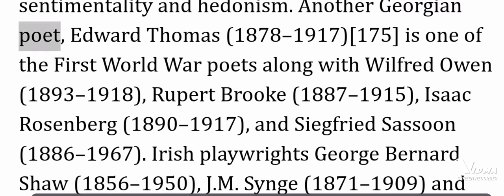Another Georgian poet, Edward Thomas, 1878 to 1917, is one of the first World War poets along with Wilfred Owen, 1893 to 1918, Rupert Brooke, 1887 to 1915, Isaac Rosenberg, 1890 to 1917, and Siegfried Sassoon, 1886 to 1967.